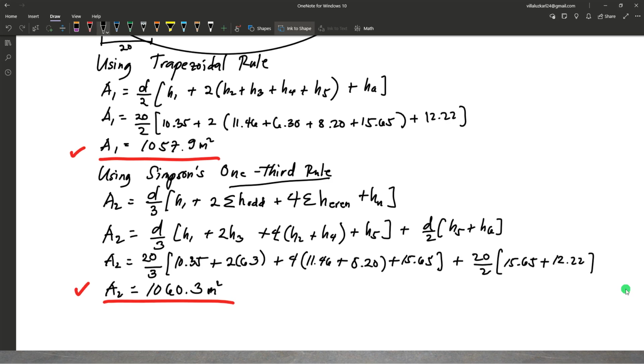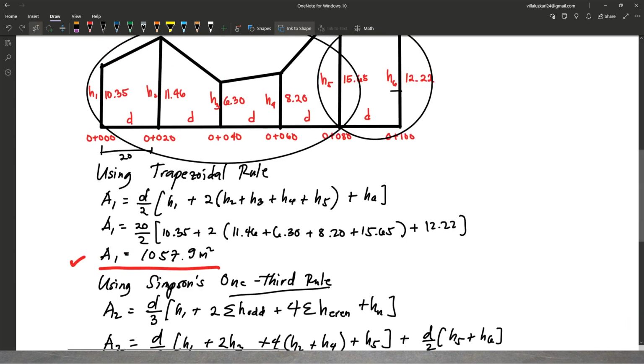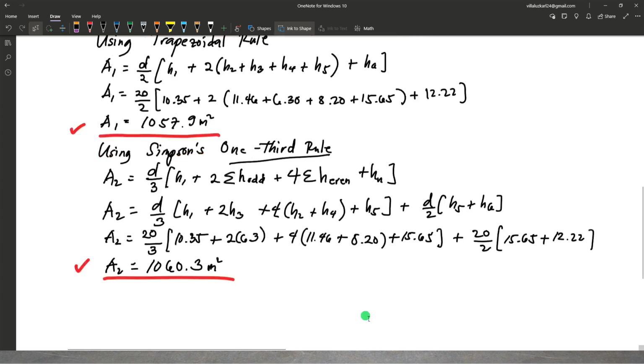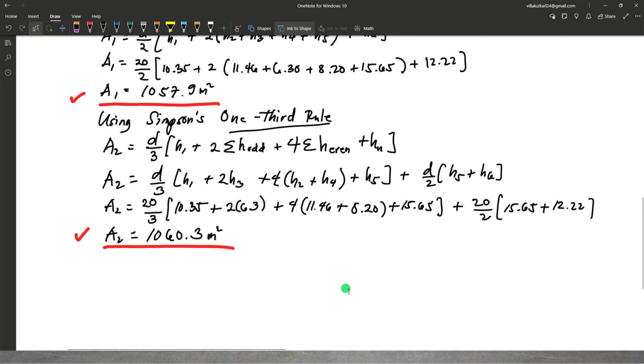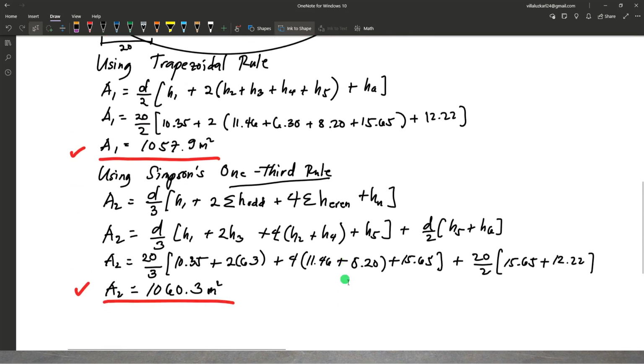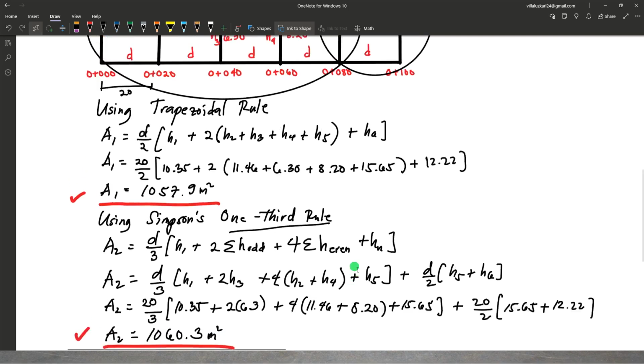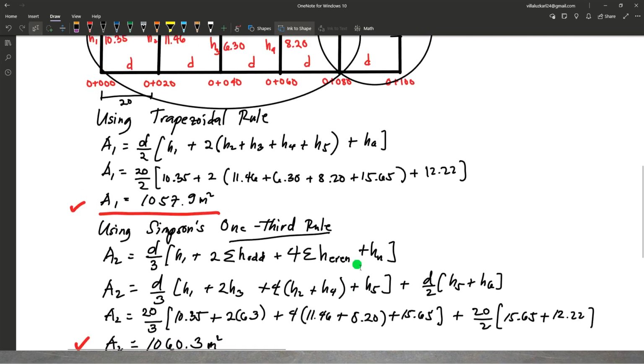So at least when we compare the two answers, we have almost similar answers. 1057.9 is very near the area using Simpson's one-third rule, which is 1060.3 square meters. So when you compare, the answer should be almost similar. Okay, so that's how you solve cross-sectional area using trapezoidal rule and Simpson's rule.